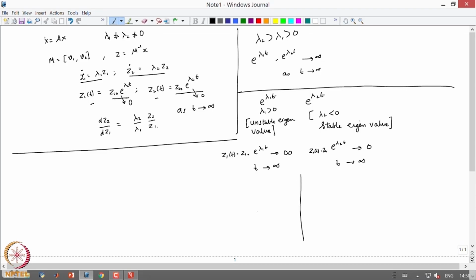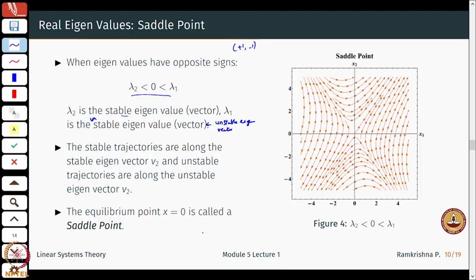So if I were to plot this in my z1 z2 plane, this plot would look something like this, right? At infinity, z2 will tend to 0 and z1 will go to infinity, starting from any initial condition, this way and this way. This is how the plot will look in the z1 z2 plane when we have real eigenvalues, one of which is unstable and the other one is stable.